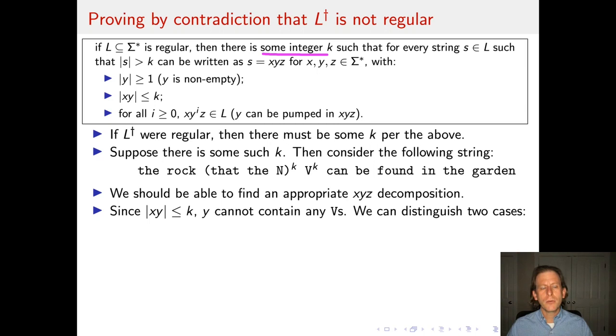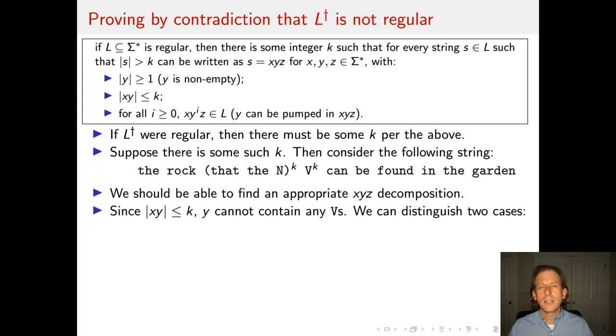So let's start with what Y contains. Because the length of X and Y together is less than K, Y cannot contain any V's. Because XY cannot reach, XY sort of has to, at most, go somewhere in here. Because this length is 3k plus 2, and XY is less than length k. So Y cannot contain any V's.